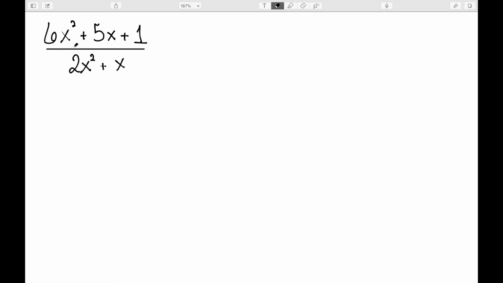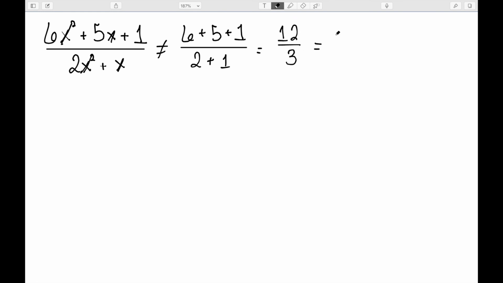Now let's consider 6x squared plus 5x plus 1 over 2x squared plus x. So the common mistake we see is to cancel the x squareds and to cancel the x's. The top would become 6 plus 5 plus 1, the bottom 2 plus 1. So this is 12 over 3, which is 4, but this is wrong. Because once again, we are not multiplying across the numerator or denominator. Instead, we would need to factor first.